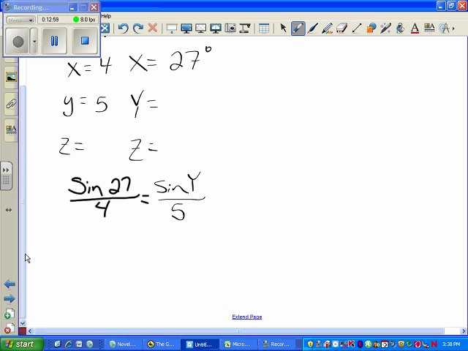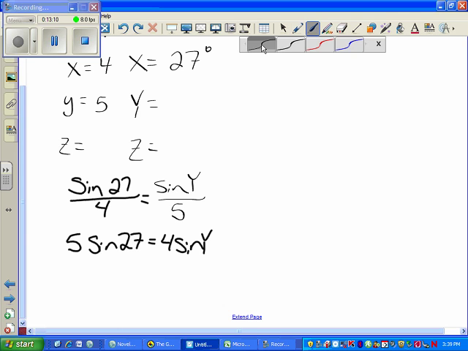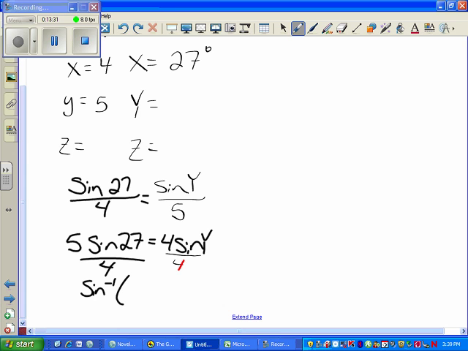So here we go. 5 times sine 27 equals 4 sine y. And then you divide it by 4. And inverse sine, that is so weird. Do you see how that just was randomly red by itself? Oh well, my red pen doesn't work, though. No idea. So it's sine inverse of all of that.